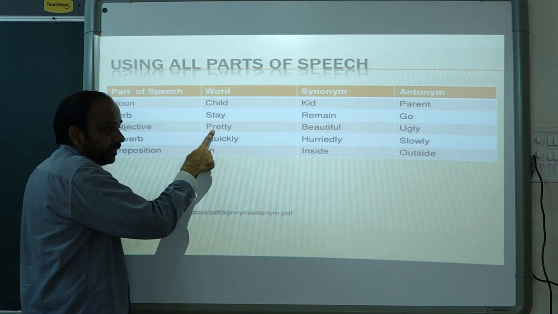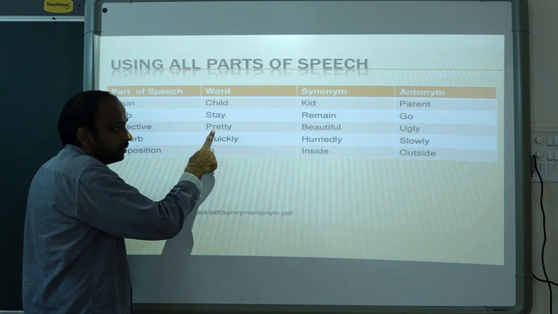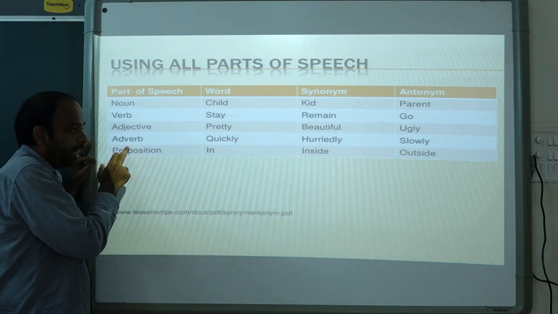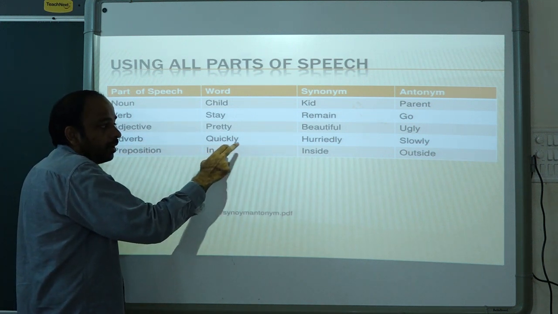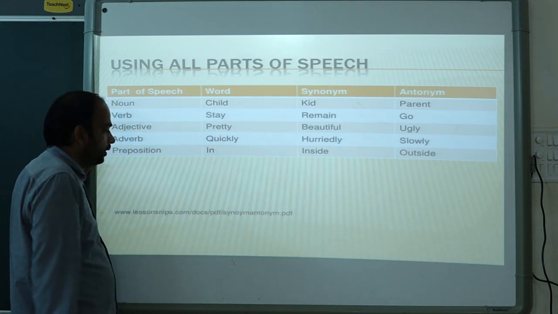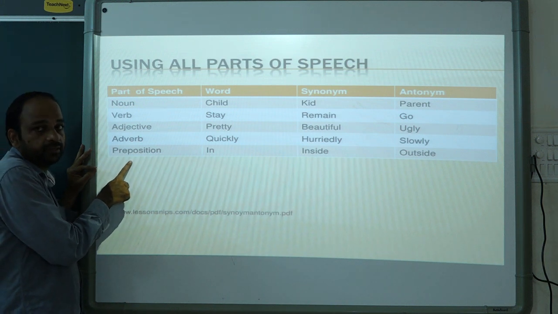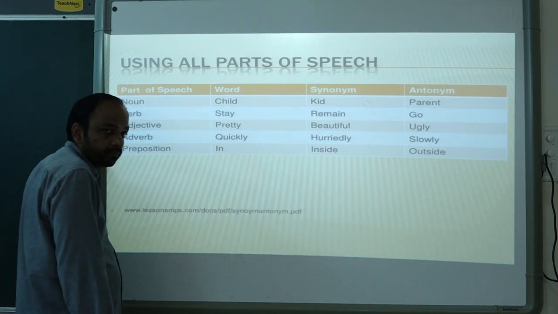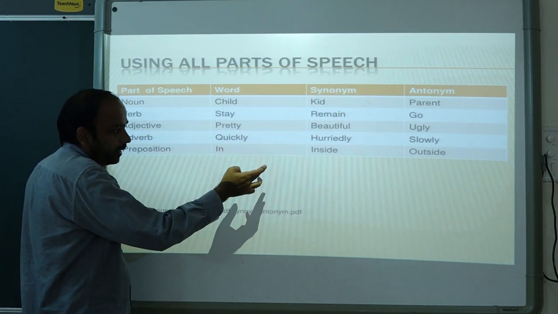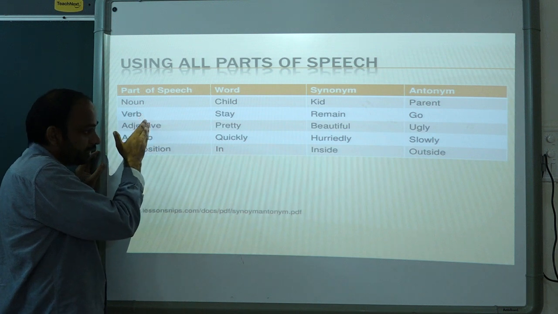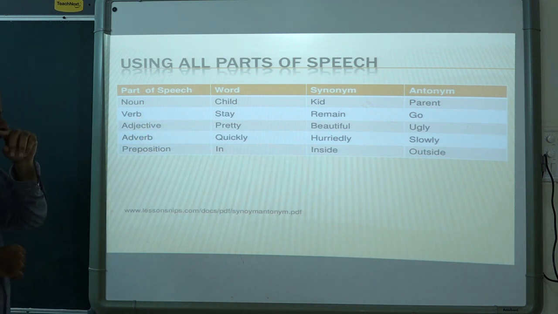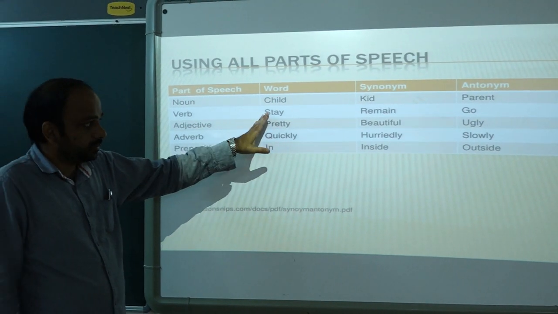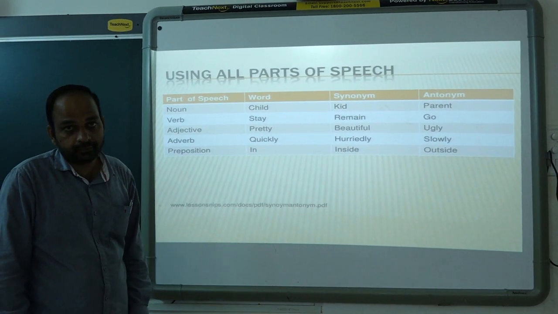Adjective, pretty. Then synonym, beautiful. Opposite, ugly. Adverb, quickly, hurriedly, or slowly. Now, an important thing, preposition: in, inside, or outside. These are the examples we use for the parts of speech.